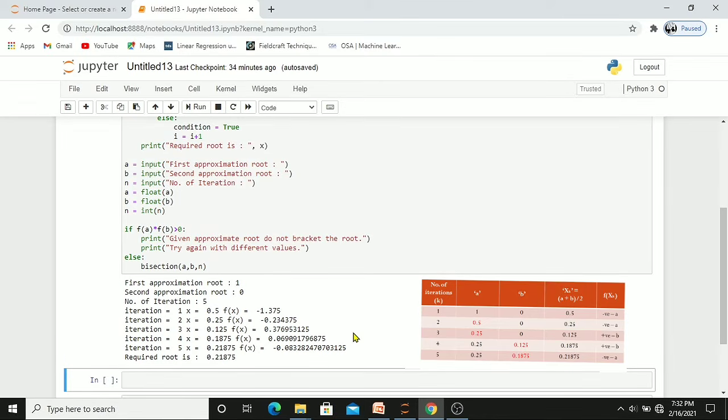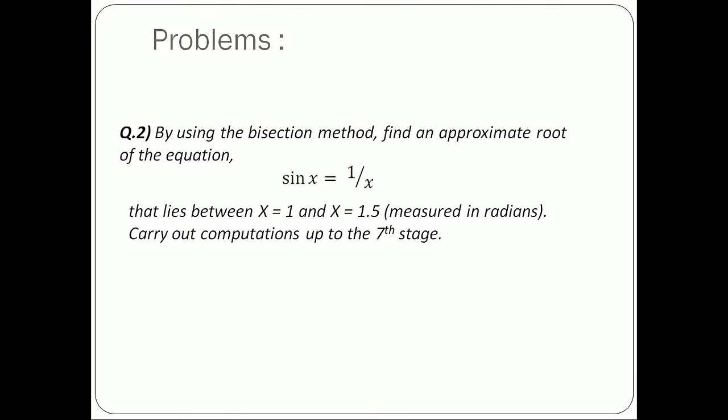Now after this we can have one more question. Let's check what that is. The second question is that by using the bisection method, find an approximate root of the equation. Now what is the change here? The equation has a sinusoidal function, and the value of x is given as lying between 1 and 1.5. That is, a and b values are given. So let's go for this solution.